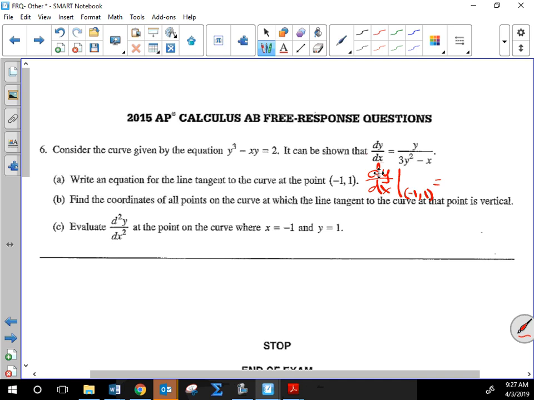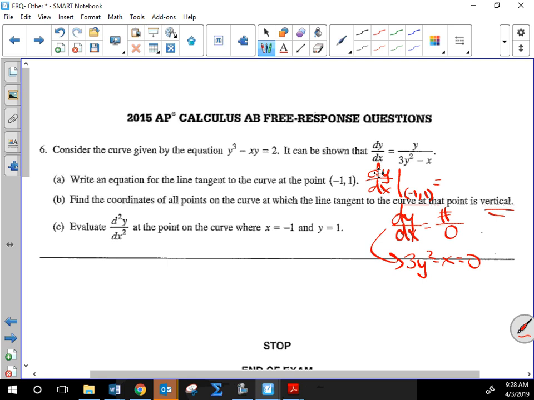Find all coordinates at which the tangent line is vertical. If it's vertical, then that means that my derivative is going to be some number over 0. So what I'm really looking at is that my denominator expression equals 0. Now, when we do this, we notice that there is both an x and a y.